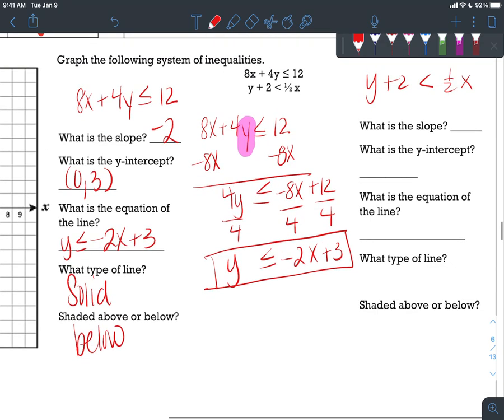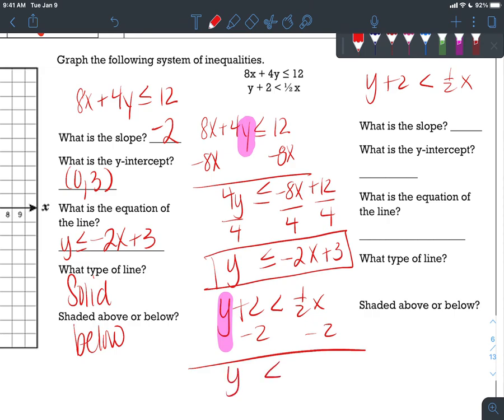All right, let's look at this guy over here. Y plus 2 less than 1/2 x. So I'm going to do my exciting move, great divide. So I'm going to move this guy. And I'm good. So there's my equation. Let me write it in. Y less than 1/2 x minus 2.